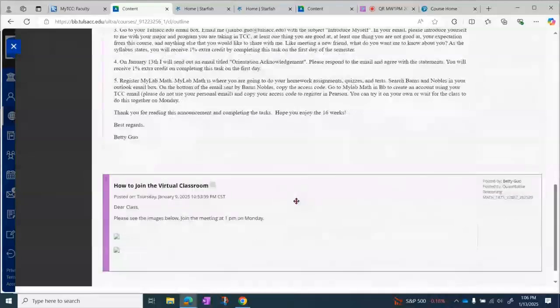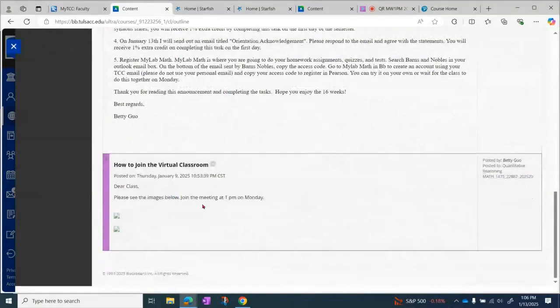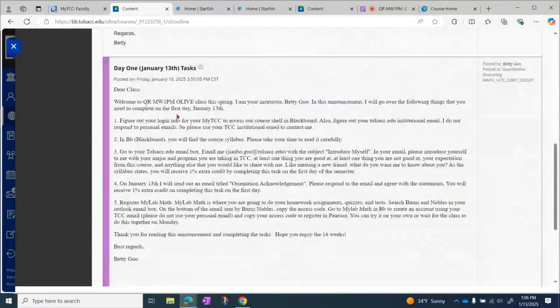And the first day, okay, I have 3 posts actually. The first one is how to join the virtual classroom. For some reason, the 2 images do not show. I would say keep trying. Maybe they will fix the glitch and you will see the pictures here. Then let's look at the day 1 tasks.